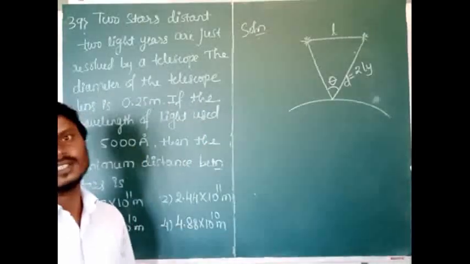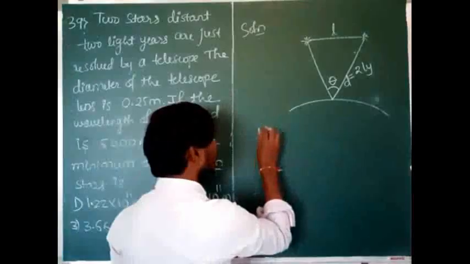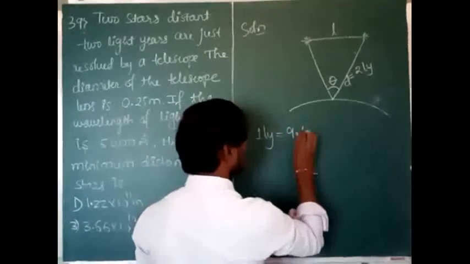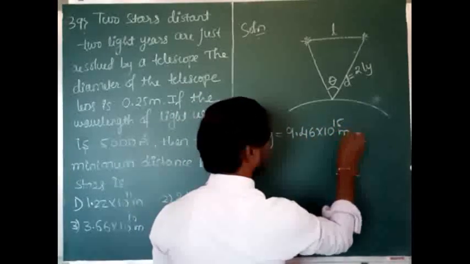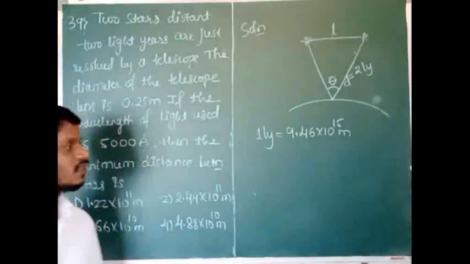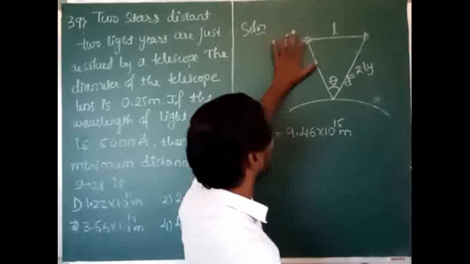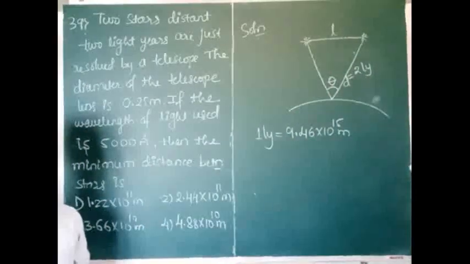But we have to know what is the value of 1 light year. The value of 1 light year is 9.46 into 10 to the power of 15 meter. Okay, this is the value of 1 light year. Then, so we are going to find here the minimum distance between the 2 stars. So what is the limit of resolution of telescope?